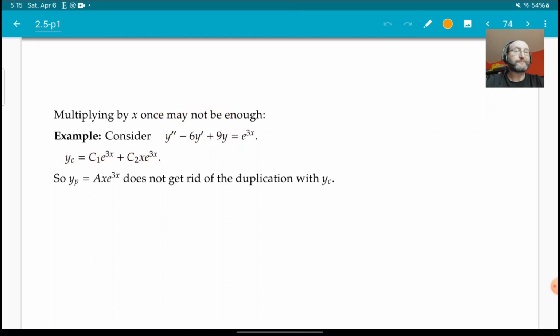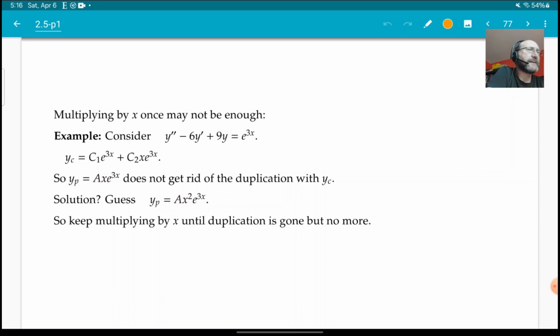Well, you just multiply by x again. So this doesn't work because it doesn't get rid of the duplication, but we just multiply by x again. So we take this, multiply by x, we get ax squared e to the 3x. Let's try that. That's a little bit more annoying to take derivatives of, but it still works. And in the end, you have one constant to solve for, so that's not so bad. So basically the idea is keep multiplying by x until the duplication is gone, but no more. Don't just always multiply by x squared. That won't work.